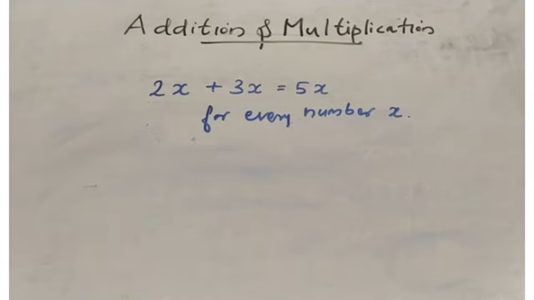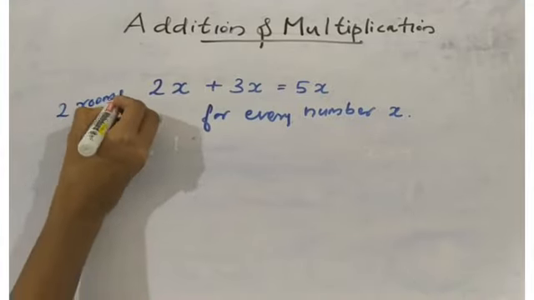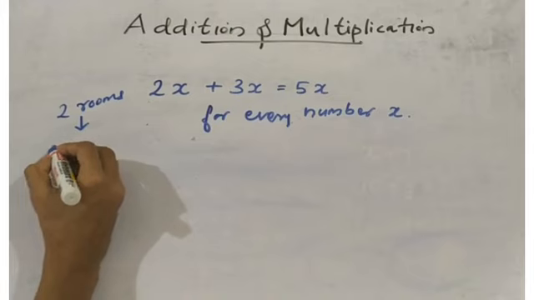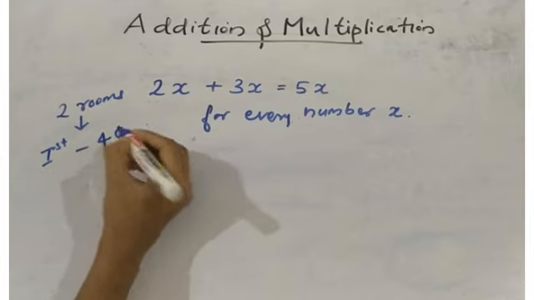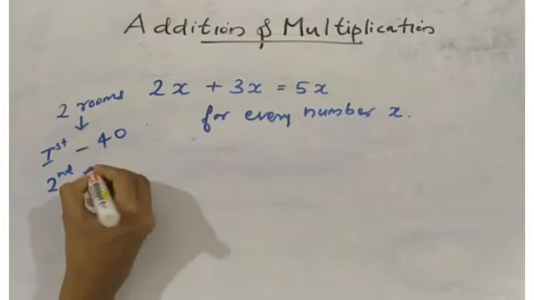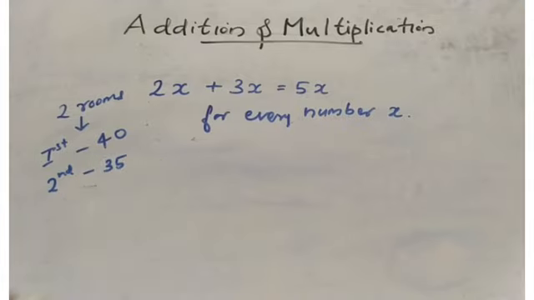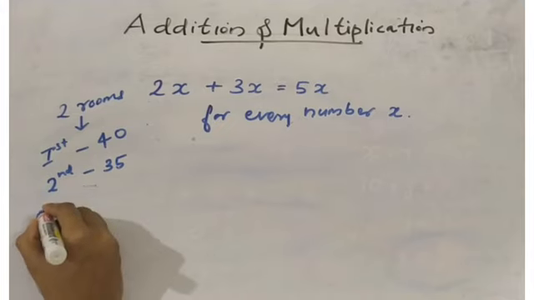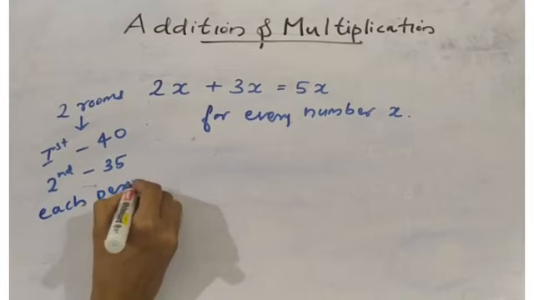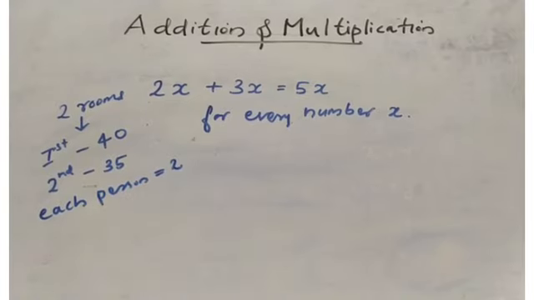In a math conference, two rooms are used for discussion. In the first room there are 40 people, and in the second room there are 35 people. At tea time, each person is to be given 2 biscuits. That means for each person 2 biscuits should be given. So the question is, how many biscuits are needed? That is the question. So how will we find?